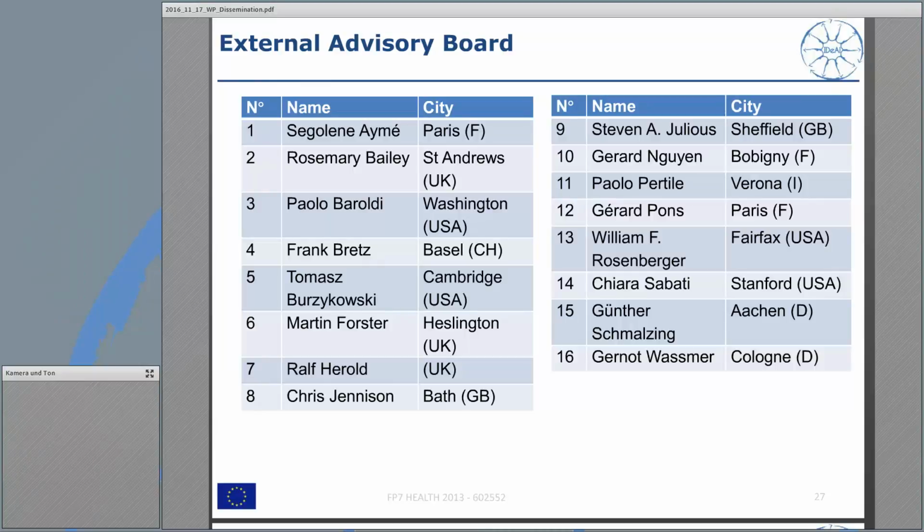Gerard Pons, who was missing at the Vienna meeting but was present in the other meetings, and I like the discussion with him very much. William Rosenberger from Fairfax, who does a lot of work with us together, stays for half a year in my department and stimulated a lot of discussion. Shia Sabrati from Stanford University, Günther Smalzing, who brings the ethical points of view to us, and last but not least, Franz Wassmer.